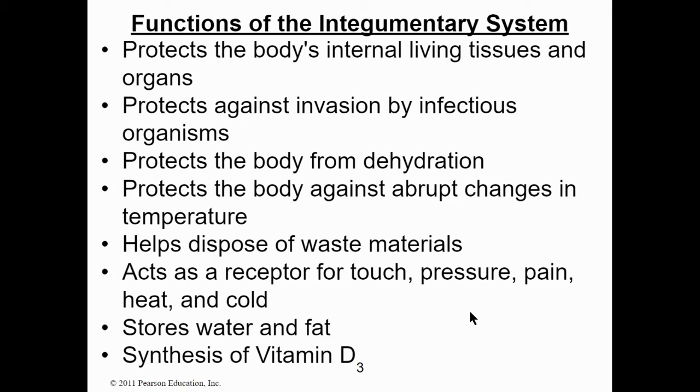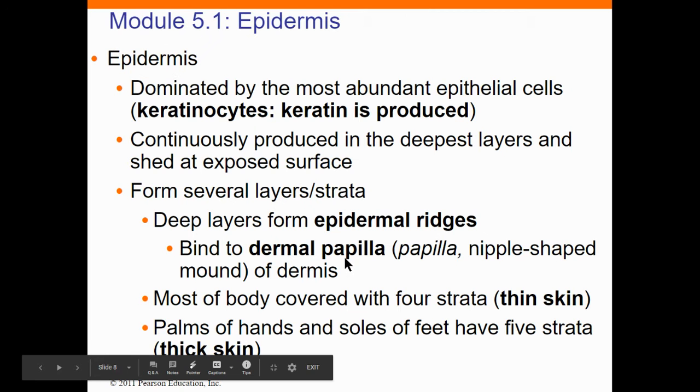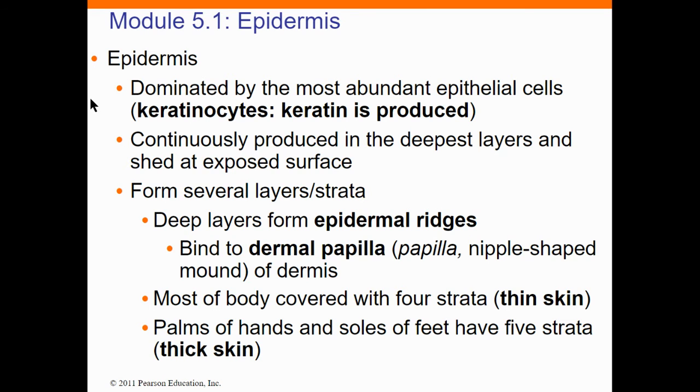And it's synthesized in your epidermis with use of your melanocytes. All right, so the epidermis is dominated by the most abundant epithelial cells. Most of the epithelial cells in your body are in your epidermis. They also have keratinocytes. Keratin is produced in these keratinocytes, a type of cell, and it is there to keep things strong. So keratin is a protein that's produced in these epithelial cells on your skin.